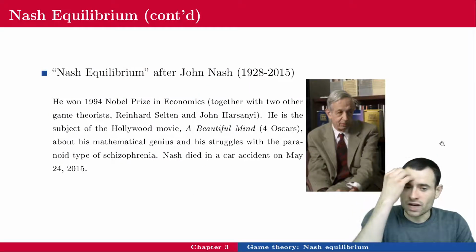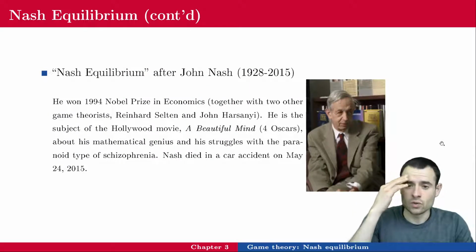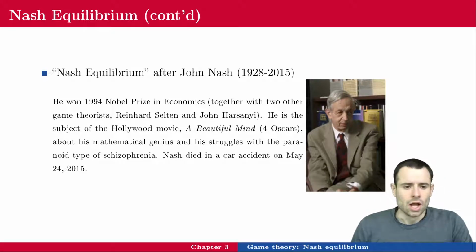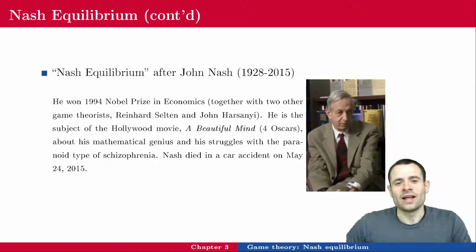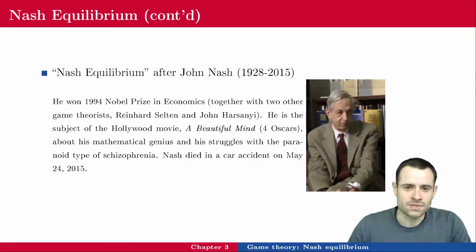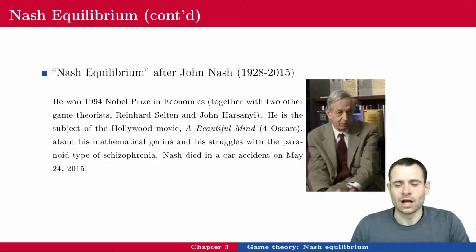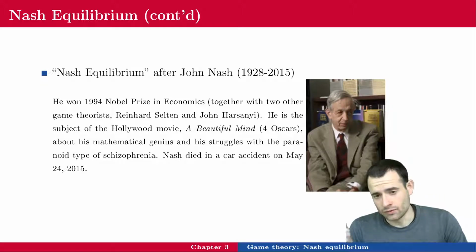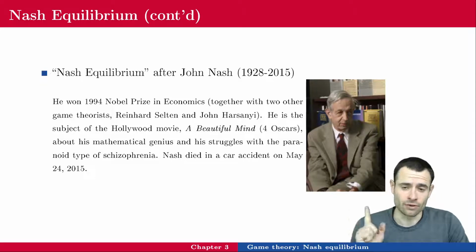So the concept of Nash equilibrium comes from John Nash, who died in 2015. I think it was a car accident. He won the Nobel Prize in Economics in 1994 with two other game theorists, Selten and Harsanyi. I won't talk about them in this course, but we are going to study games that they invented. We are going to study concepts that they helped invent. I just won't name them. There is also a movie, A Beautiful Mind, with 4 Oscars. Yeah, I thought it was 1, but it's 4.